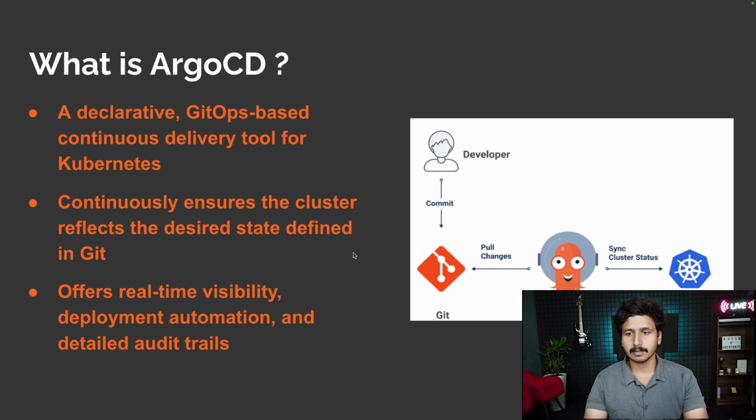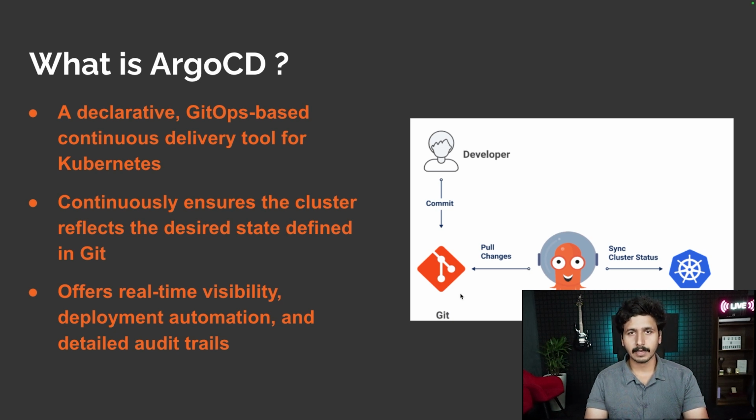That means it provides you a UI, basically a web UI, giving you the complete view of your cluster status. It shows you the sync status, telling you if your Git is in sync with the cluster or if there is any drift. It also gives you rollback functionalities and much more. So we'll cover all those in the upcoming slides.